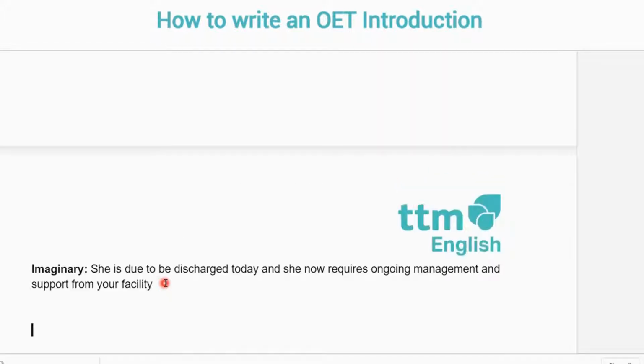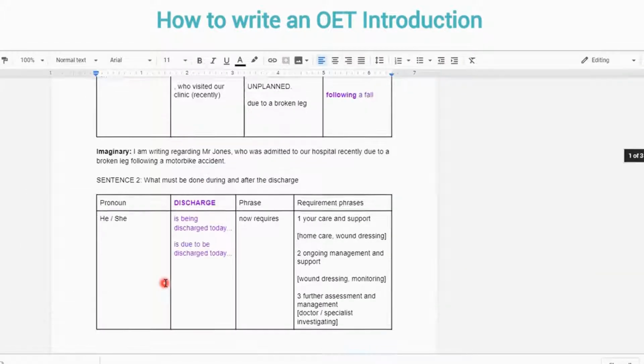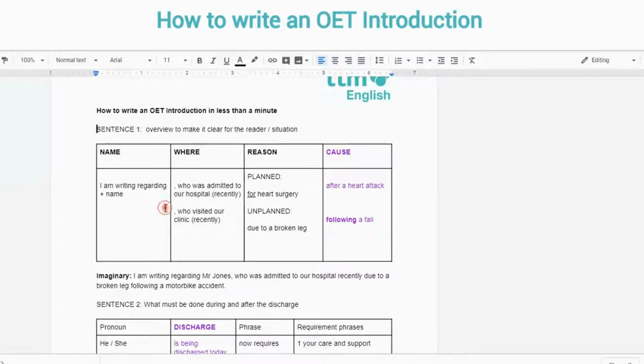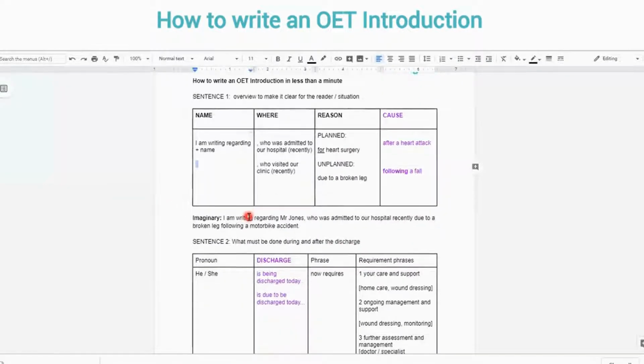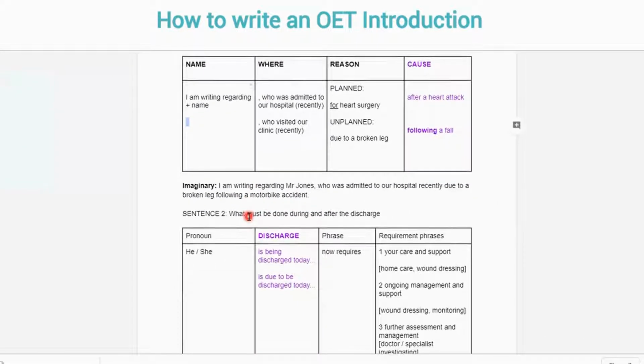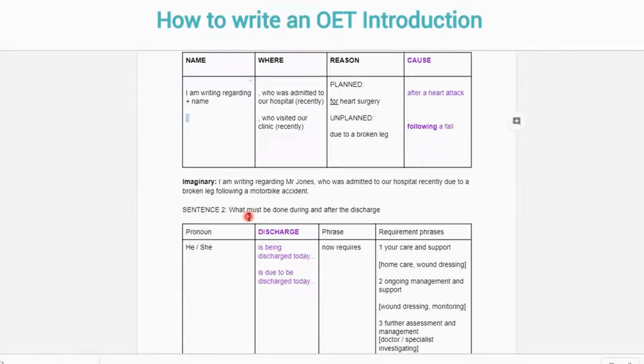So my challenge to you guys now is, can you put it together quickly, right? So I'm going to put this all on the screen. You can kind of see everything. I know it's a bit smaller. Can you freestyle a full introduction in under a minute? Right, let me give you some examples. Here's me doing it. I'm writing regarding Mr. Black, who visited our clinic recently for a checkup after a bad night's sleep.